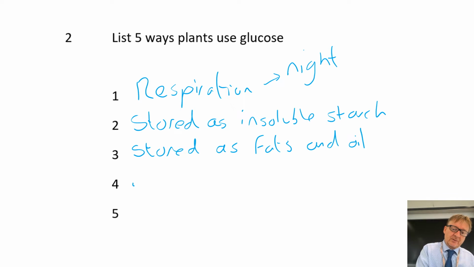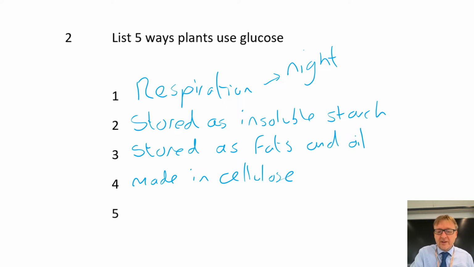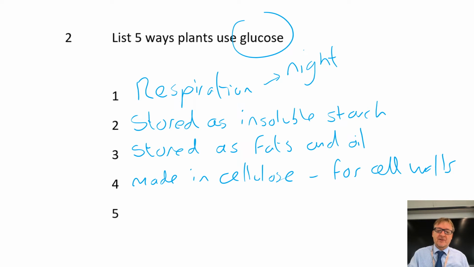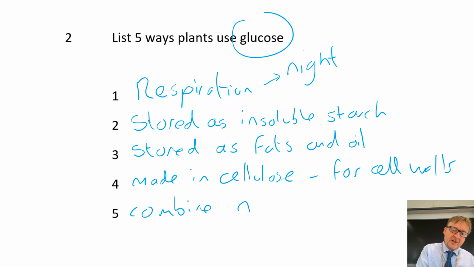Number 4, it's made into cellulose, and that is then for cell walls. So the glucose itself is made into cellulose for the cell walls. And the last one is it combines with nitrates that it gets out of the soil, that it gets from fertilizers, to make proteins.